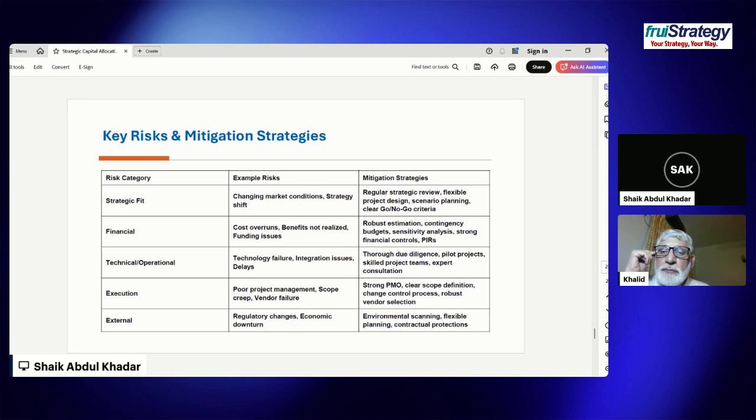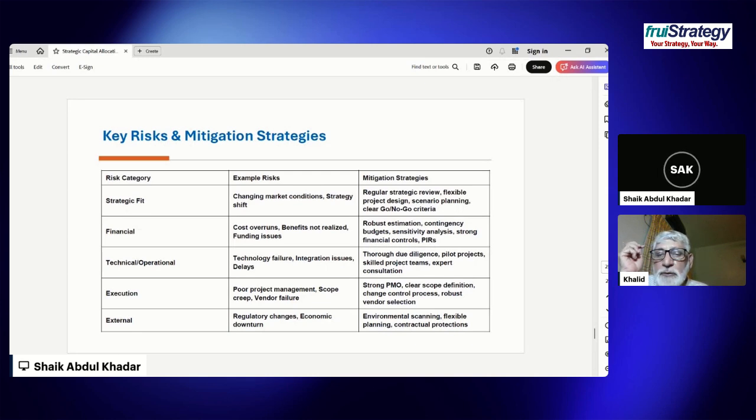So financial risk, we have to see the kind of risk are cost overruns, benefits not realized, and there could be funding issues. So the mitigation strategy would be to do a robust estimation, contingency budget, sensitivity analysis, strong financial controls, and post-implementation review. Technical and operational risk. There could be technology failure, integration issues, and there could be delays. So the mitigation would be doing a thorough due diligence, pilot projects, skilled project teams, and expert consultation.